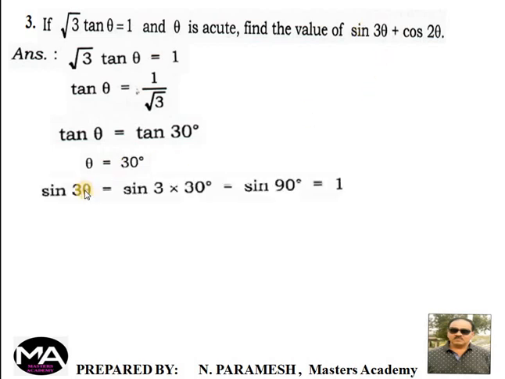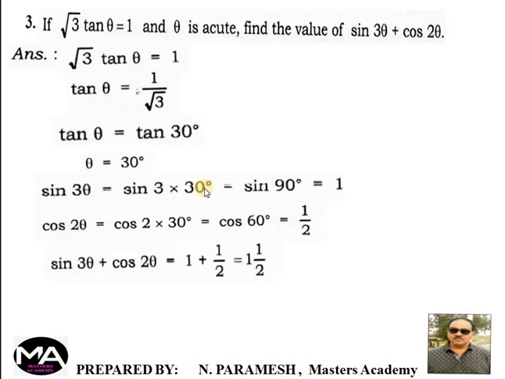Substitute in the given problem. Sin 3 theta is equal to sin 3 into 30 degree, that is equal to sin 90 degree, that is equal to 1. Cos 2 theta is equal to cos 2 into 30 degree, that is equal to cos 60 degree, that is equal to 1 by 2. Therefore, substitute these values in the given problem. Sin 3 theta plus cos 2 theta is equal to 1 plus 1 by 2, that is nothing but 1 and half. 1 and half is nothing but 3 by 2.